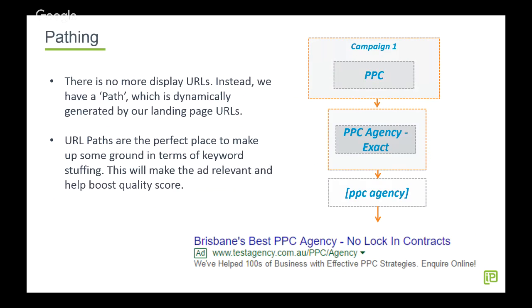The pathing, so if you do want to do a bit of keyword stuffing, pathing is probably the area to do it. Obviously, you don't get too many characters within each there, 15 including spaces. But it is probably the one place where you can make some ground in terms of keyword relevance outside of your headline and description. So that should help you lift up the quality score a little in relation to that.